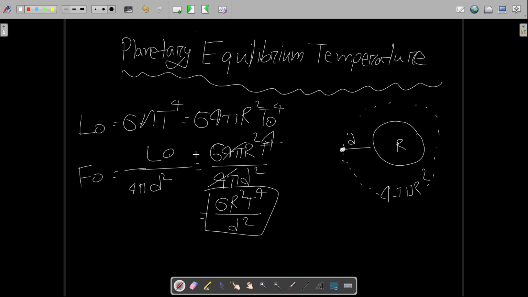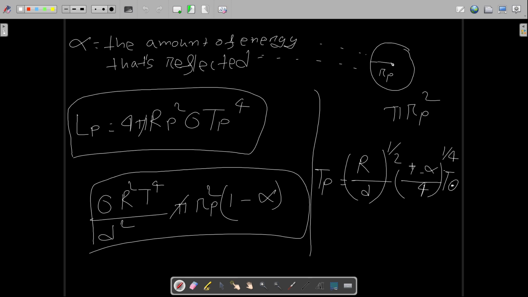So let's use this denotation. We also use this for the R. Makes it much more convenient and easy to spot, right? Yeah, so this is the planetary equilibrium temperature that we were talking about for such a long time. And this is its derivation.